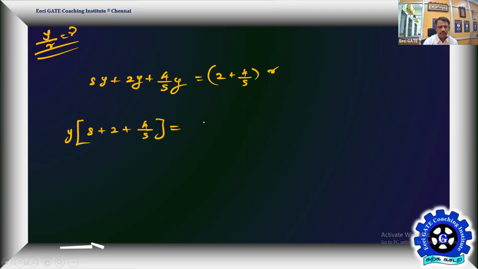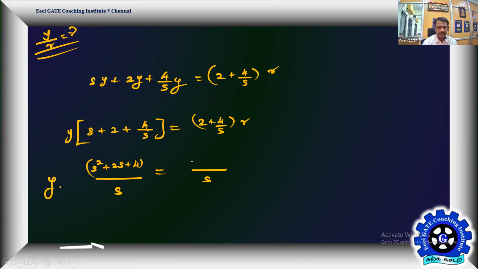That is equal to 2 plus 4 by s into r, then take LCM. So here LCM can be s. So we'll end up with s square plus 2s plus 4 into y, that is equal to, take LCM here, that is s, so it's going to be 2s plus 4 into r. That's the beauty of this technique.